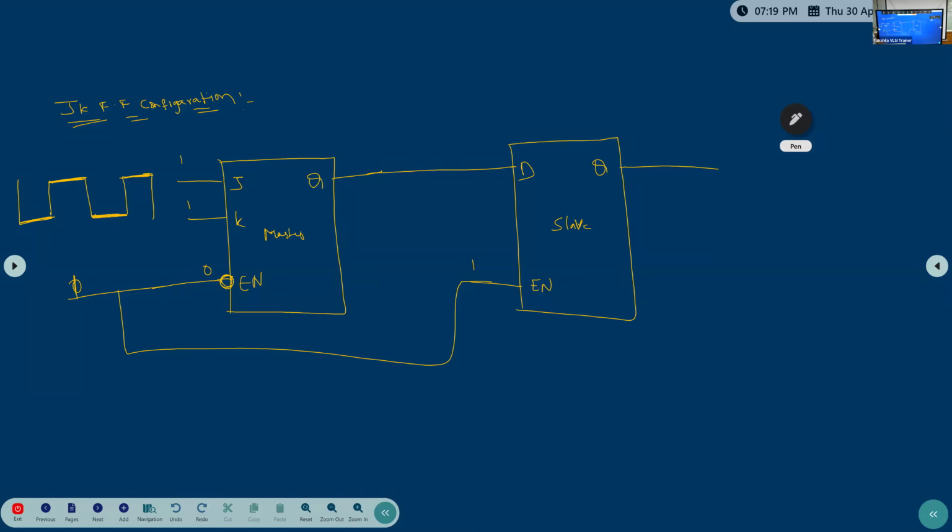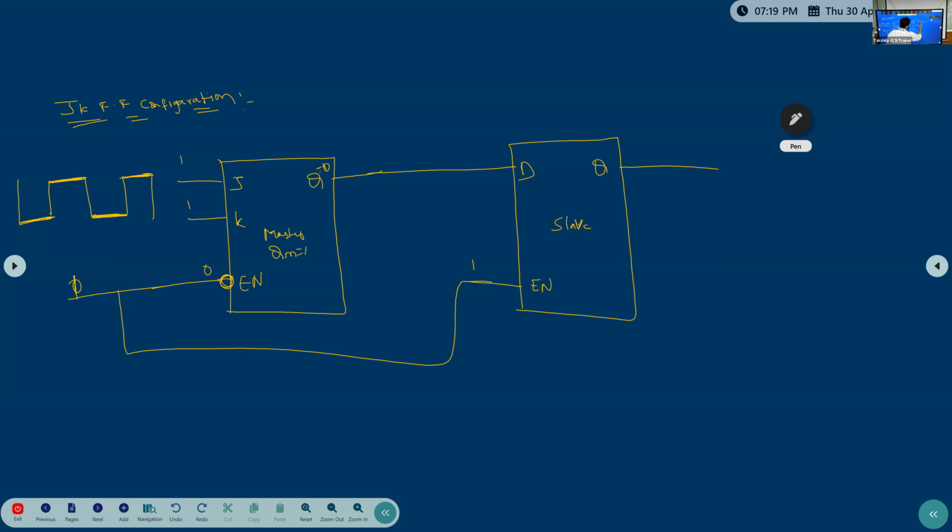So now my J is 1, K is 1. What is my output? This enable is 0. What is my output? Based on the memory. If my memory QM value is previously 1, the same value will go to here, right? Memory is 1, my J is 1, my K is 1. Same value will go? No. Opposite toggling will happen, right? 0 value will go. This 0 will go to D. This D will take 0. D input is 0. What is the output of the D flip-flop?